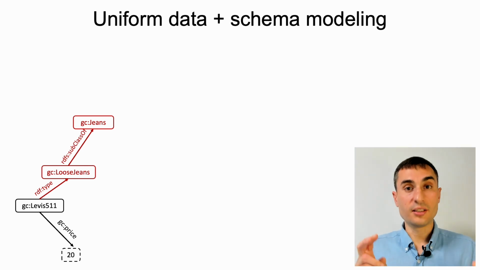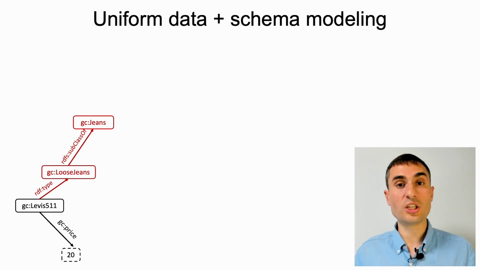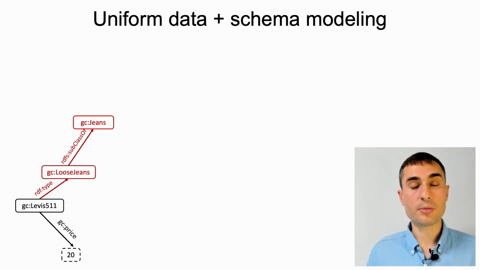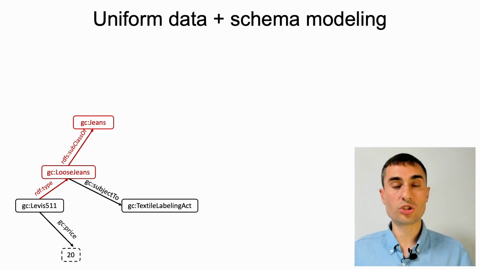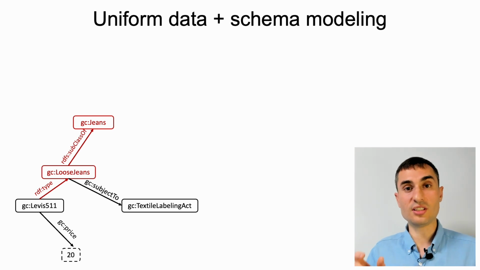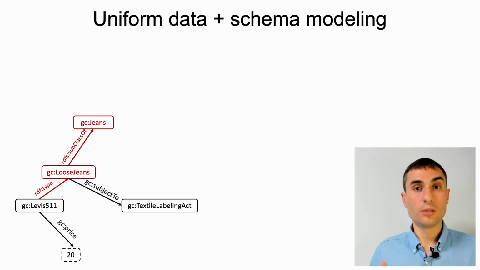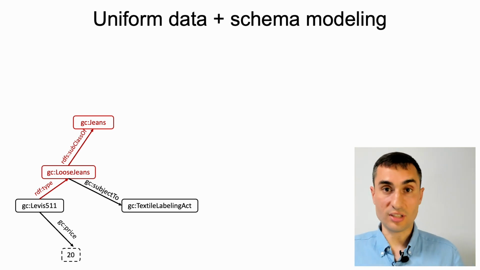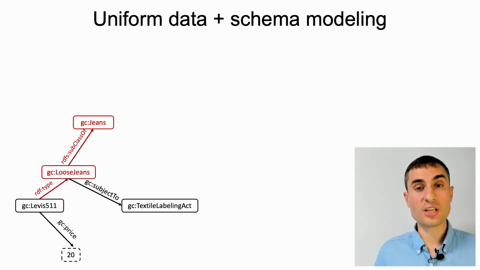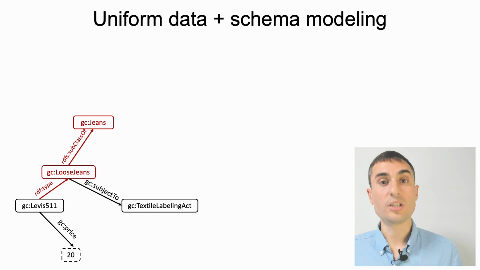you could also have data tuples to express information about schema elements. For example, you could have the tuple GC loose genes, GC subject to, GC textile labeling act, to indicate that products under the loose genes class, which is a class of entities, are subject to the Textile Labeling Act of Canada.